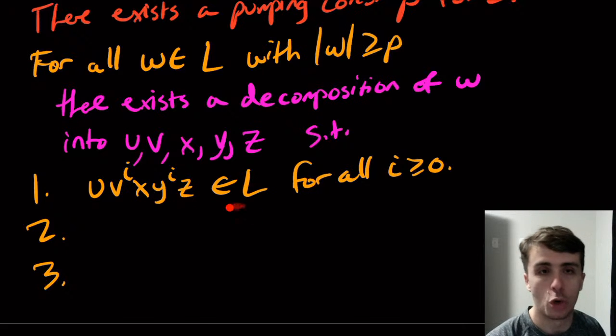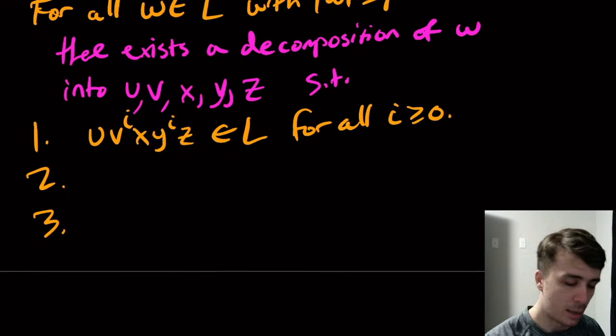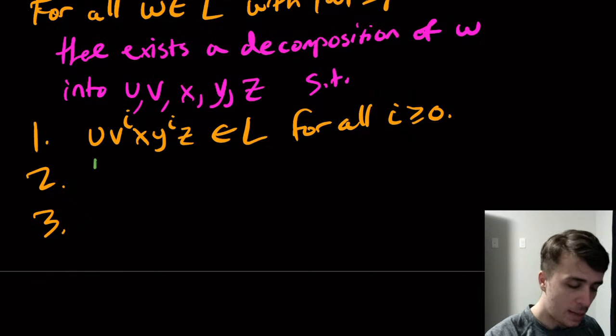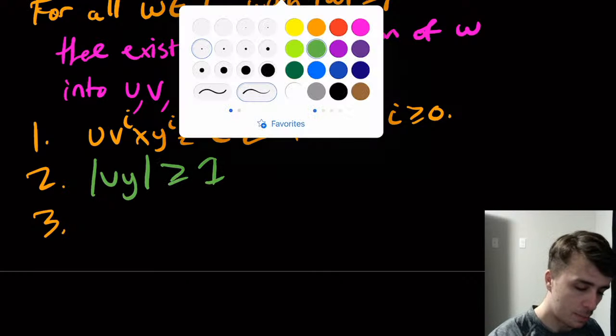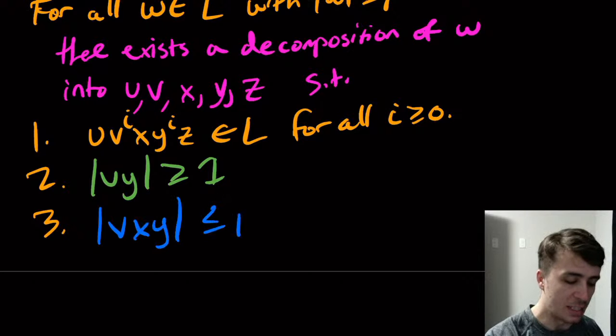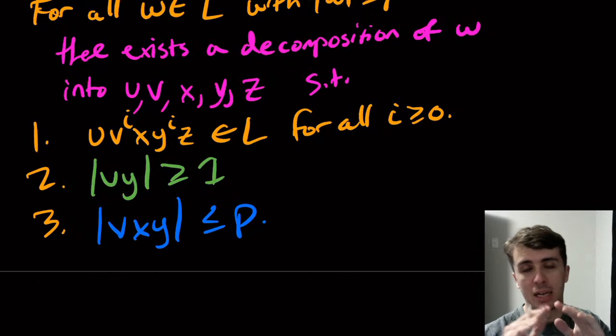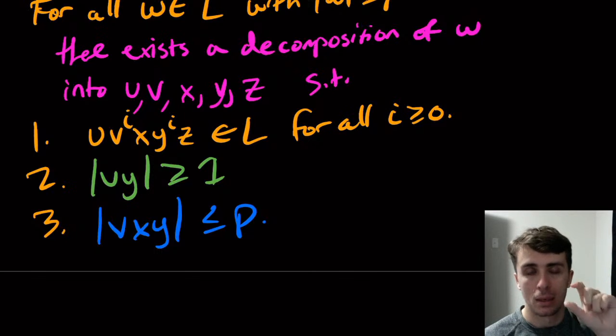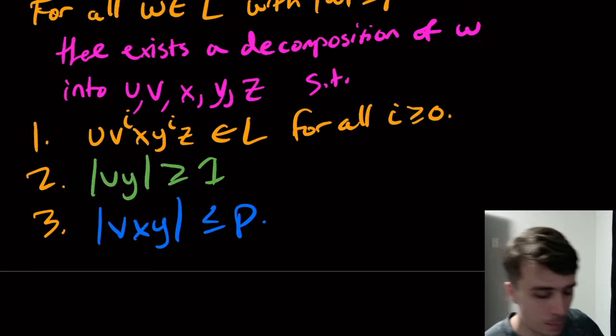And that'll actually show it here more clearly. I invite you to actually do that yourself, but I'm not going to do that here. And then we have the other 2 conditions, where vy is at least 1 character, and the length of vxy, the whole thing, is at most P. Because we can look at the lowest 2 occurrences of the repeated variable.